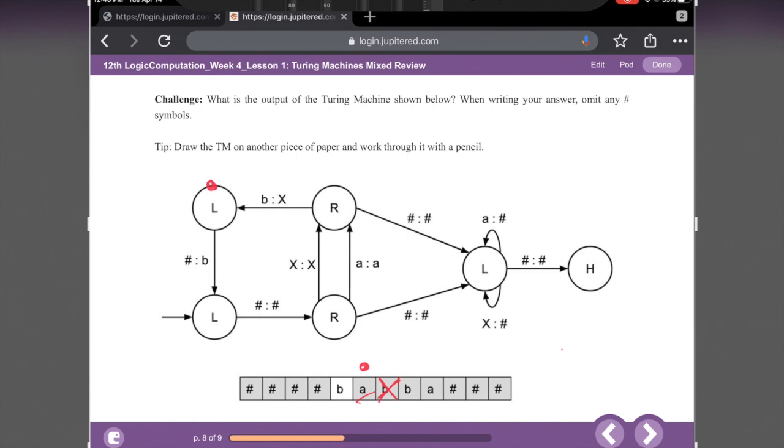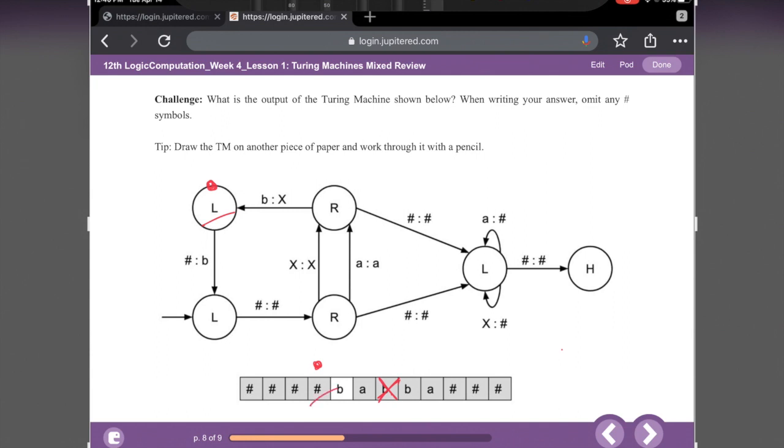Okay, now we see an A. Let's see, there's nothing to do if we see an A. That one says if you see a pound, replace it with a B. So if we see no state transition that we can follow, we just keep going to the left. Okay, there's one move to the left. We see a B, which isn't the same thing as if you see a pound, so we don't follow that one. Instead, we go to the left again.